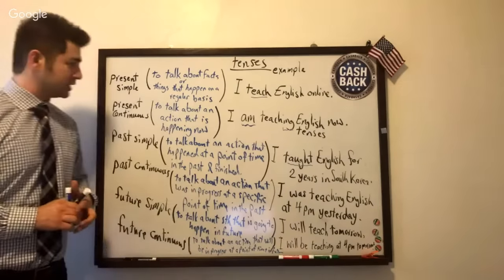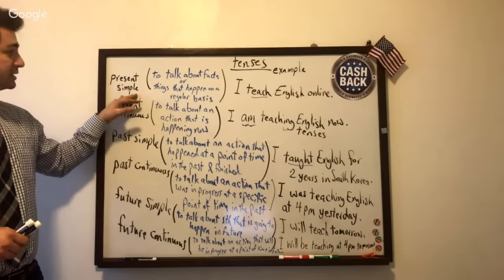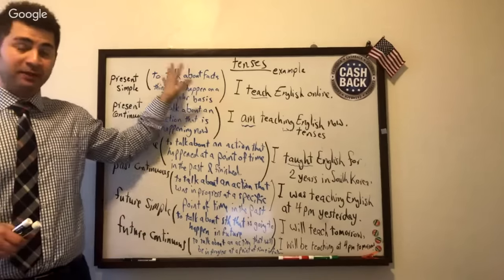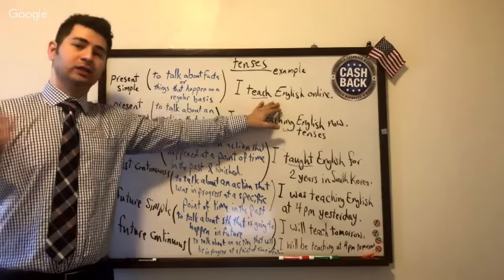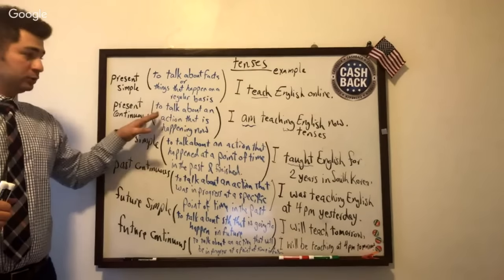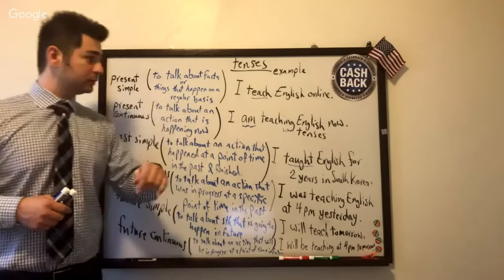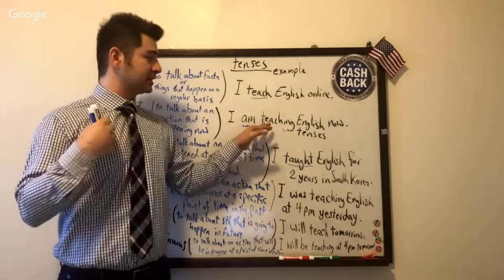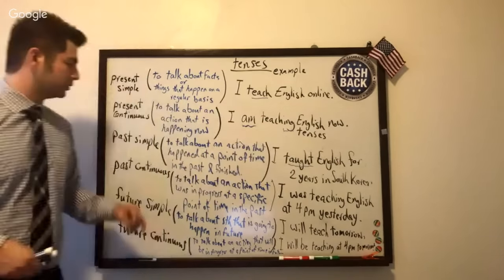So one more time, recap. Present simple is used to talk about things that happen on a regular basis or facts. I teach English online. Present continuous is used to talk about an action that is in progress now, something that is happening at the moment. I am teaching English now, or I am teaching tenses now.